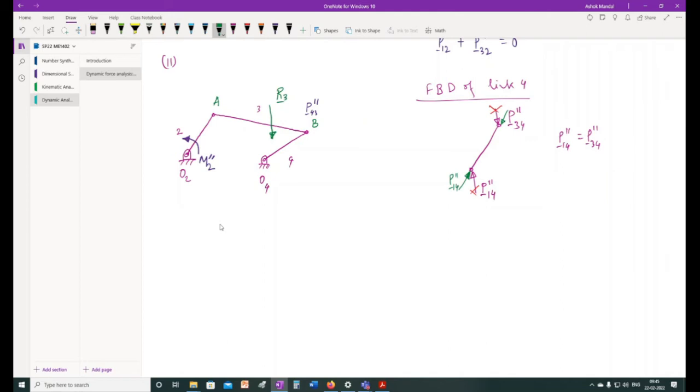So again, we will apply the moment equilibrium. Let's say we know this perpendicular distance, this is E R3. So this gives us minus E R3 into R3 plus P43, where let's say this distance is D, multiplied by D43, is equal to zero. From here you can see that we can find out P43.